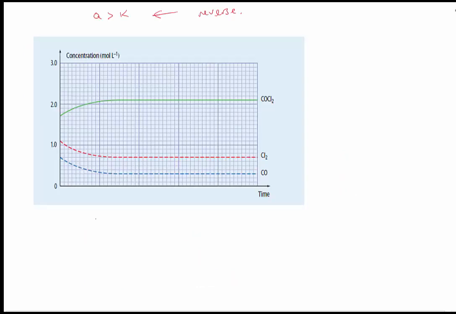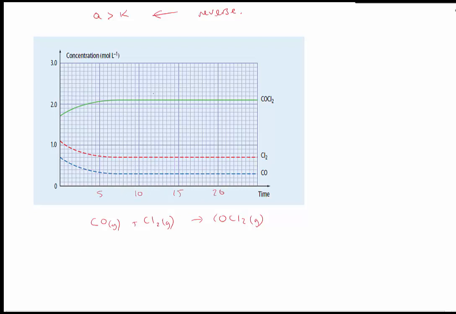Q can be worked out from graphs. If we plot the concentration of the reactants and products as a function of time, then the reaction quotient can be calculated at any point in time. At equilibrium, obviously, the reaction quotient is equal to the equilibrium constant, but before equilibrium, Q is less than K, and after, Q is greater than K.